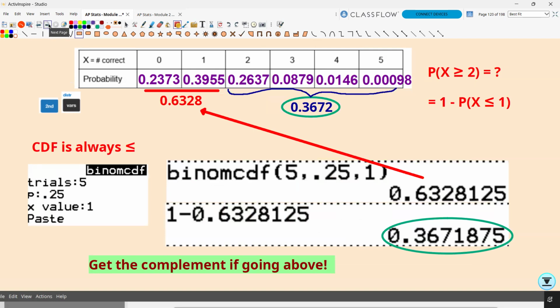So if you're asked to go above, or greater than or equal to, what you have to do, in this case, if I want to know the probability of x being greater than or equal to 2, is go to my complement rule and ask, what's 1 or less? So 1 or 0 in this case. Now, I have them here. I added them to get 0.63. What you're going to do in your calculator is the following. Again, greater than or equal to 2.